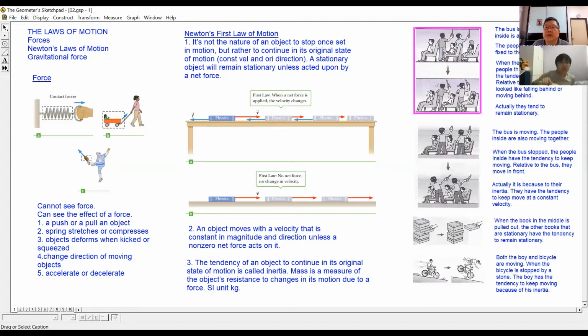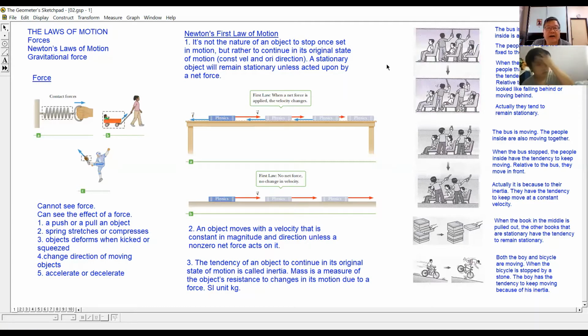So this is inertia. In this case, the people inside the bus have inertia, so they have the tendency not to move together with the bus.